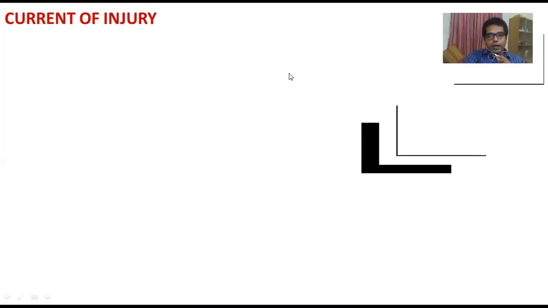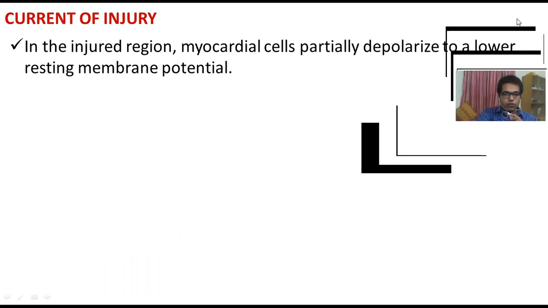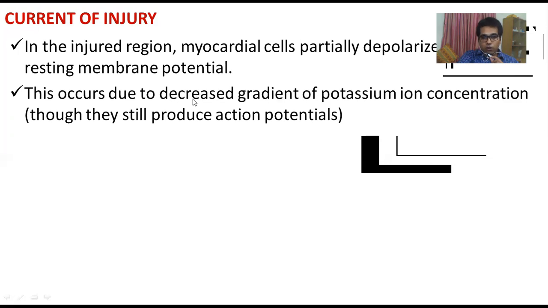The next thing I want to mention is the current of injury. When there is ischemia or ischemic tissue, in the injured region, myocardial cells are partially depolarized to a lower resting membrane potential. So what will happen? This occurs due to decreased gradient of potassium ion concentration.